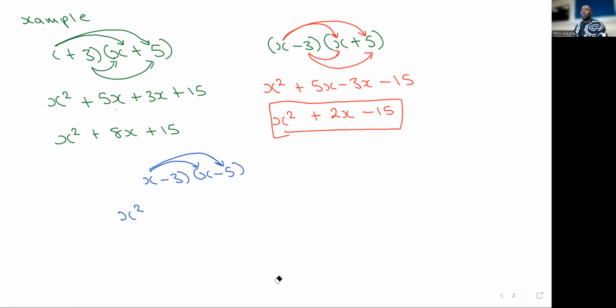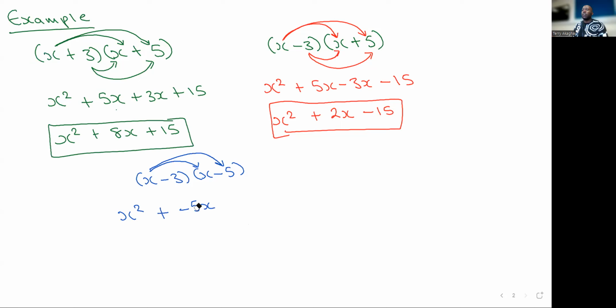So we'll get this one's back. So this one, minus here. All right. So it will be minus 5x. Are you seeing it? Then minus 3 times x will give us also minus 3x. Then minus 3 times minus 5 will give us plus 15. So that will give us x squared minus 8x plus 15.